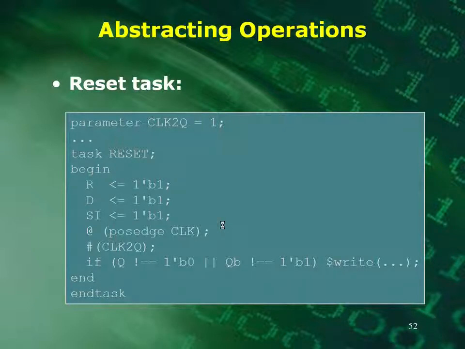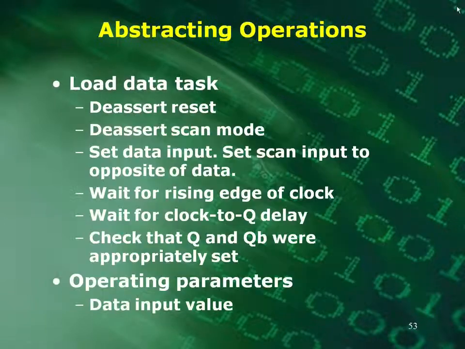Okay, now we're going to look at creating the load data task. So in the load data, we're going to need to deassert the reset. We don't want that active. And we're going to deassert our scan mode. And we're going to set the data input. And we're going to set the scan input to the opposite of data to make sure we're getting data, not scan input. And then again, we're going to wait for the rising edge of the clock and the clock to Q delay. And we're going to check our Q and Q bar again to make sure they're set appropriately. Okay, and the operating parameters for this is some sort of data input value for the task.